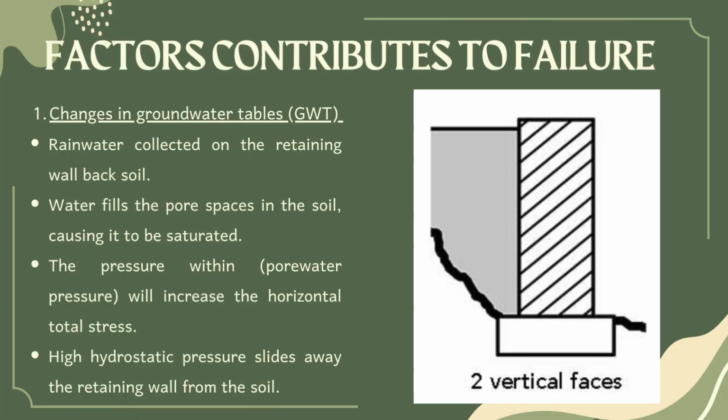Next would be the factors contributing to failure. The first factor is changes in the groundwater table. Rainwater collected on the retaining wall back soil. The water fills the pore spaces in the soil, causing it to be saturated. Then, the pressure within, also known as pore water pressure, will increase the horizontal total stress. Thus, this will create a high hydrostatic pressure that makes the retaining wall slide away from the soil.